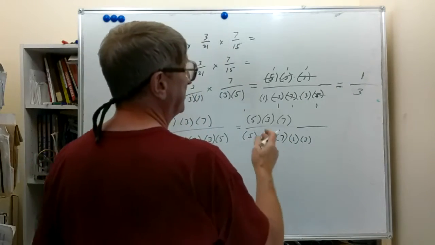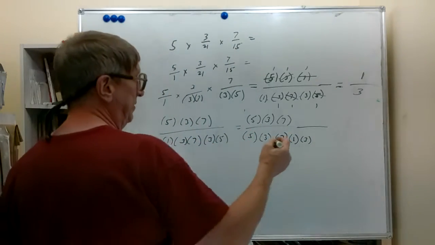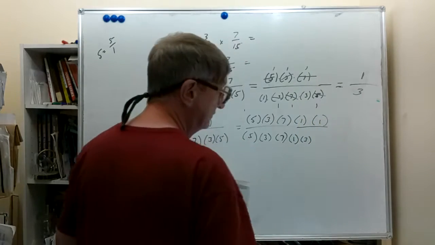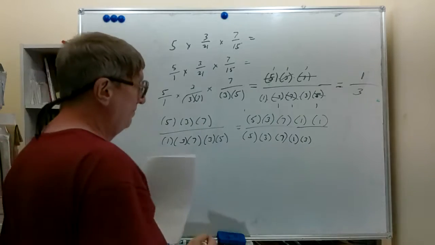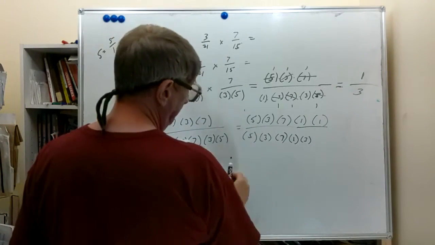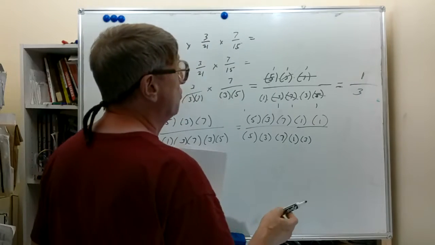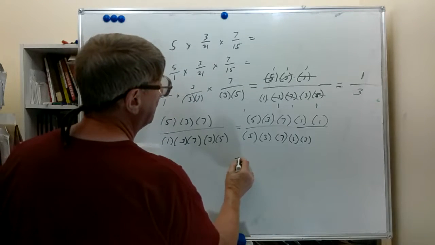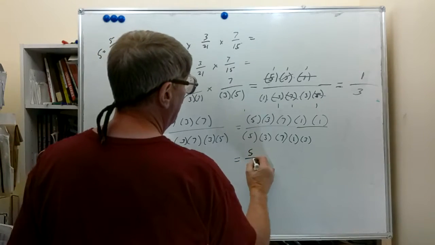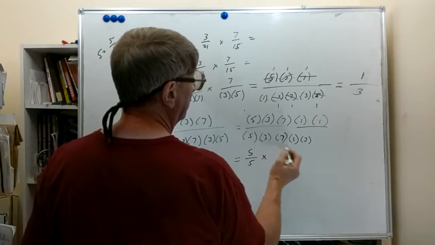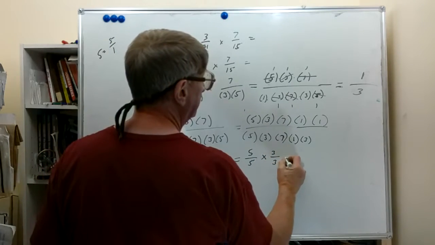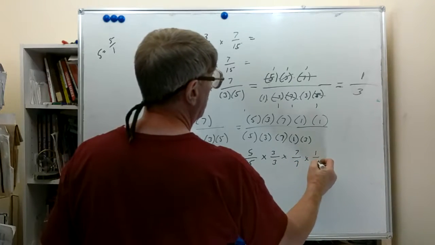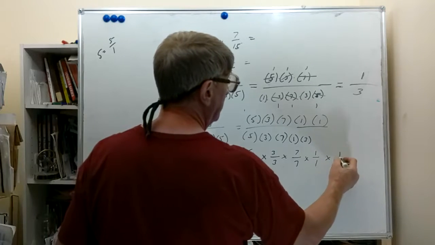Now let's match them up, get the same number of factors on the top and bottom. We can multiply by 1 as many times as we like without changing the value. So now we got these lined up. Not that there's anything magic about this, but I'm trying to show you why this works. The 5s, the 3s, the 7s. So we can break this into individual fractions now. 5 over 5 times 3 over 3 times 7 over 7 times 1 over 1 times 1 over 3.